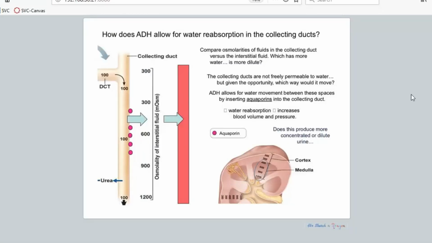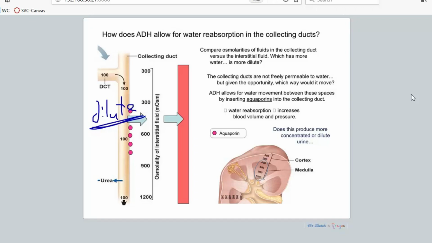Okay, and this is how that reabsorption occurs. So here we have filtrate in the distal convoluted tubule. And when that filtrate enters the collecting duct here, its osmolarity is 100 milliosmoles. What does that mean to you guys, 100 milliosmoles? That's super dilute. Okay, there's basically lots of water.